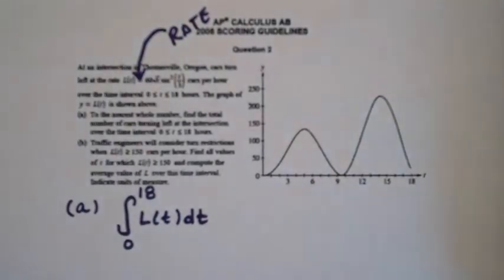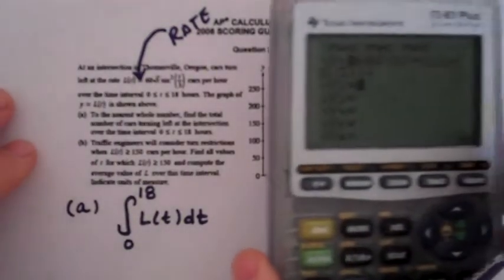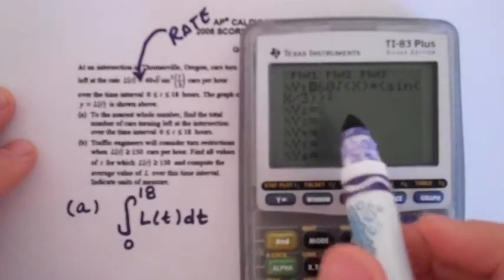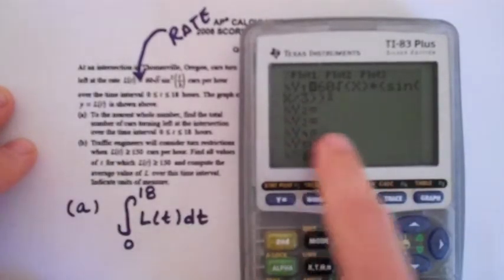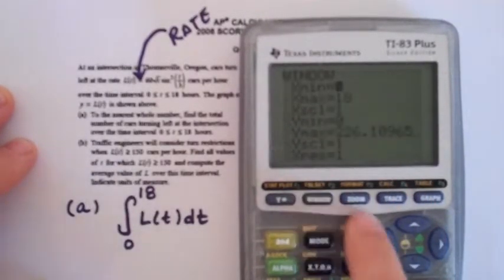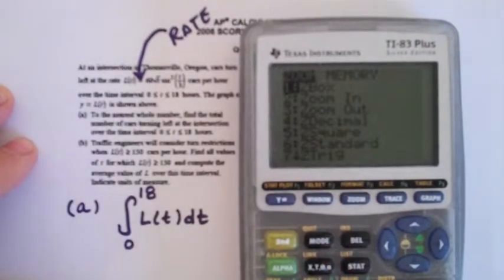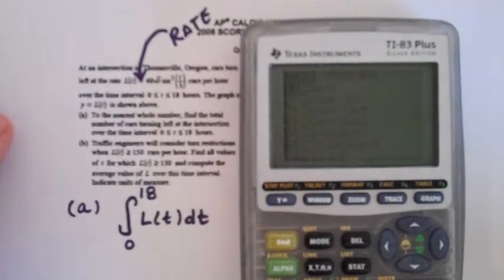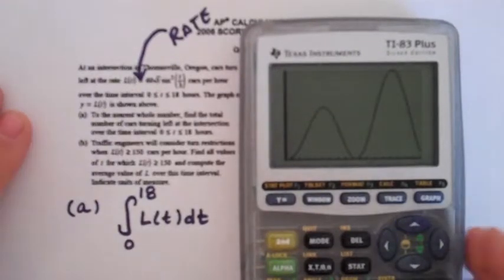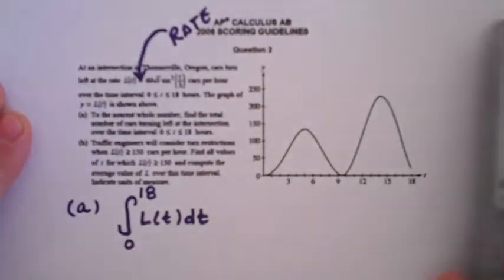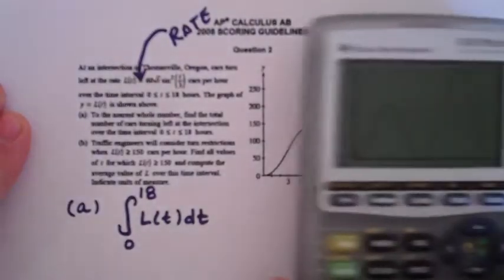At this point, this is entirely a calculator problem. I would recommend that you put it into your calculator, and once you've put it in, you hit window, change your window from 0 to 18, and then do a zoom fit, just to make sure that your graph looks like the graph that they've drawn here. So there's my graph, there's their graph.